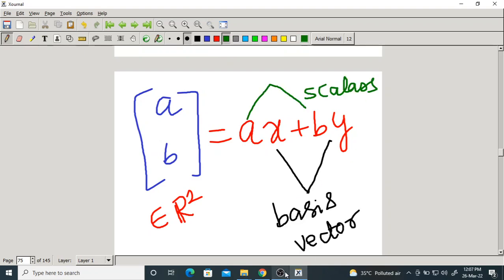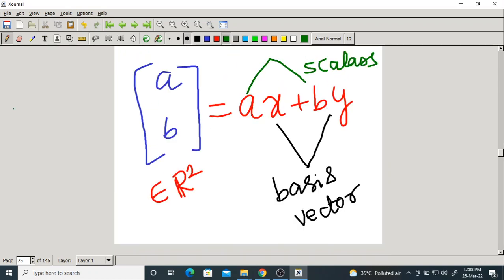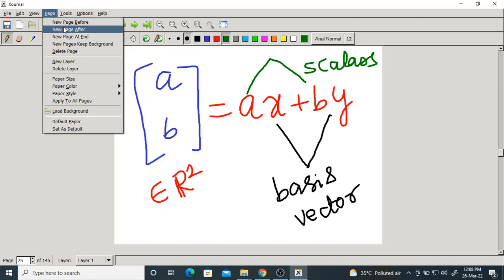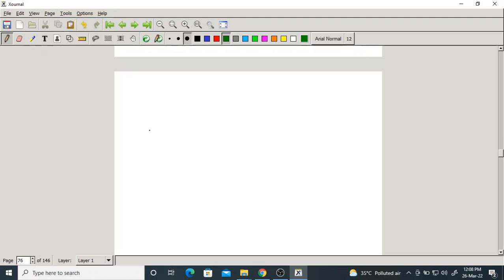So we are able to write any random vector belonging to R2 as a linear combination of two basis functions X, Y. A and B are scalars. You can take, for example, (5, 3), otherwise (2, 7). How to write this?